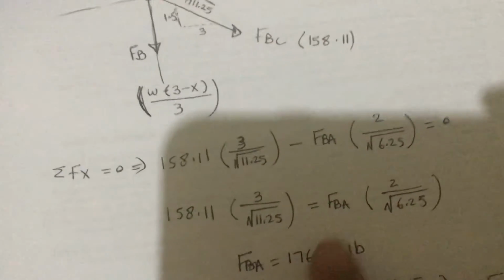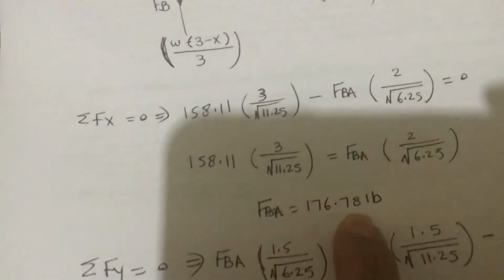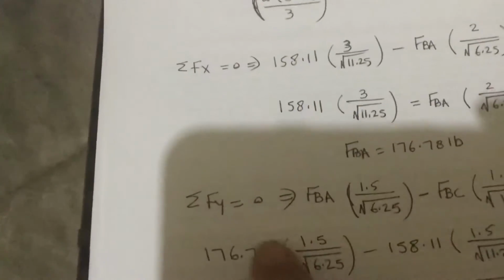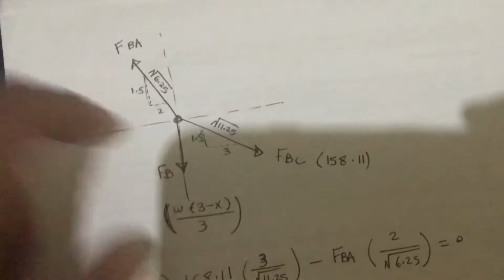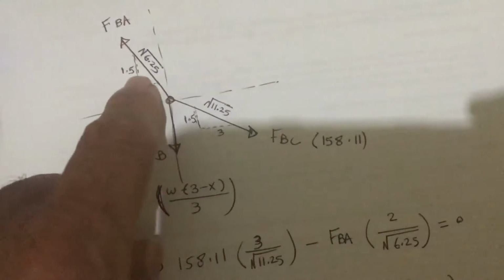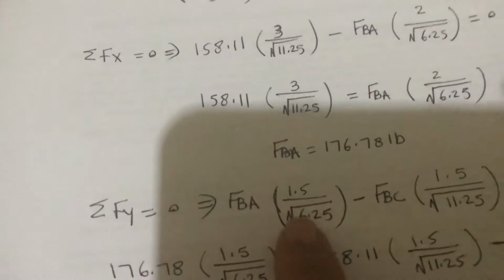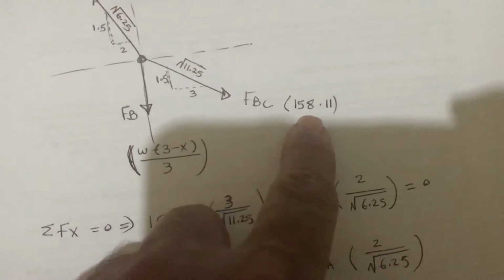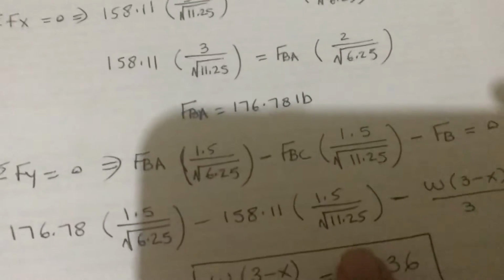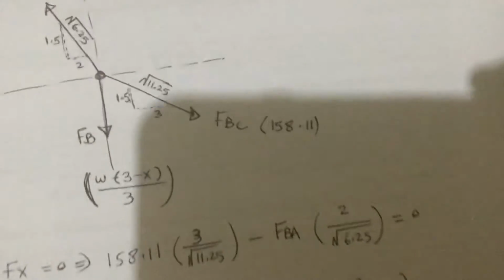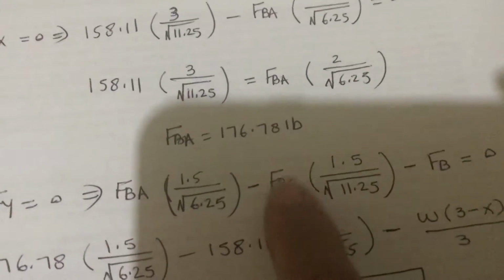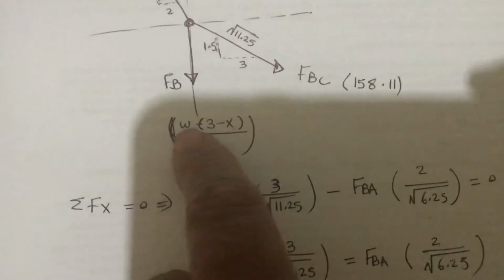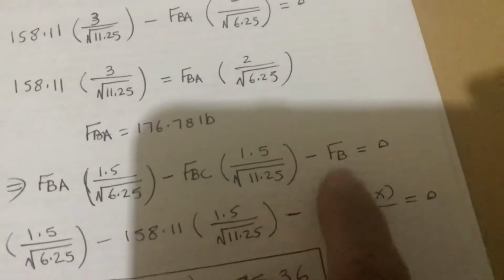You'll end up with what? FBA is equal to 176.78. So once we're done with this, we found FBA, and then you find summation of forces in the y equal to 0. So we have FBA times 1.5 over square root of 6.25, and then in the negative, minus 158.11 times 1.5 over square root of 11.25. Of course, FBC we know, so this is a known one. Minus FB, which is in the negative y, W times 3 minus X over 3. You put this one as this.